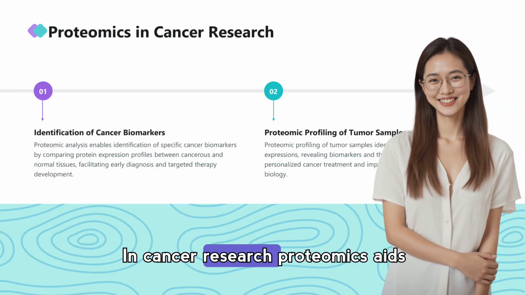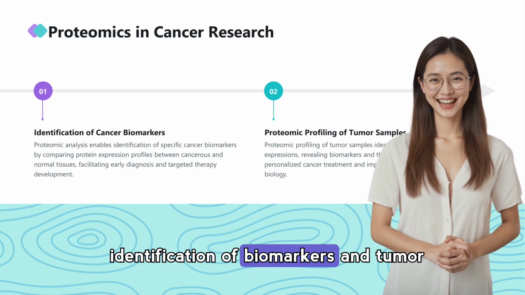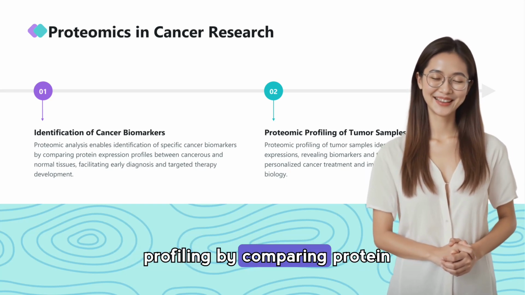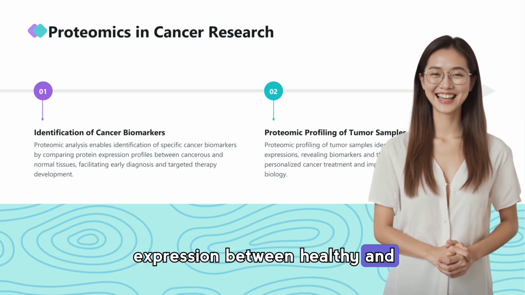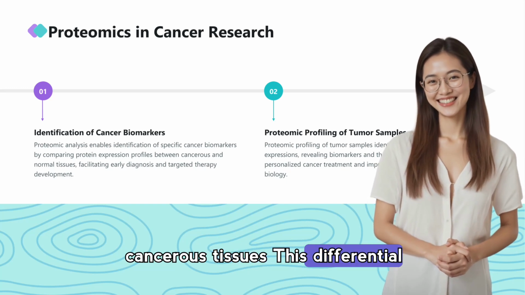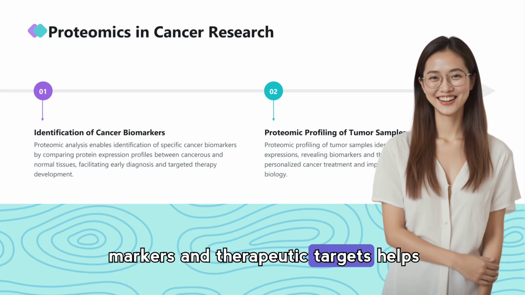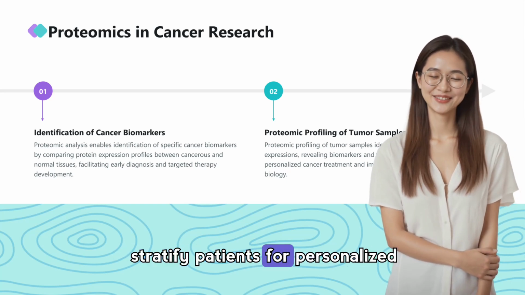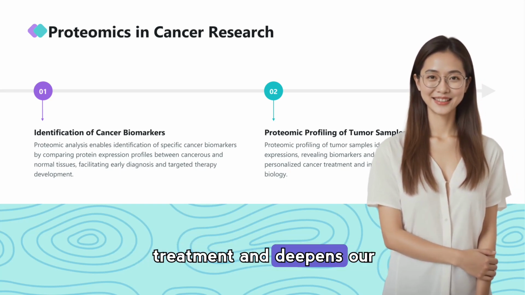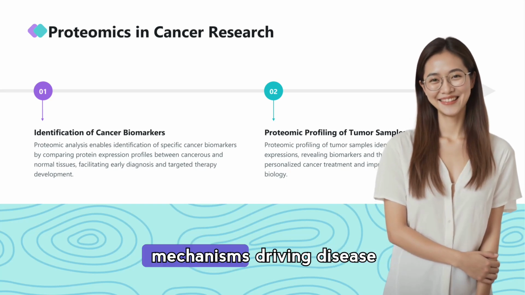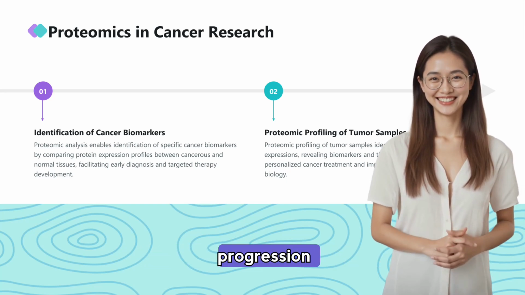In cancer research, proteomics aids identification of biomarkers and tumor profiling by comparing protein expression between healthy and cancerous tissues. This differential profiling reveals candidate diagnostic markers and therapeutic targets, helps stratify patients for personalized treatment, and deepens our understanding of tumor biology and mechanisms driving disease progression.